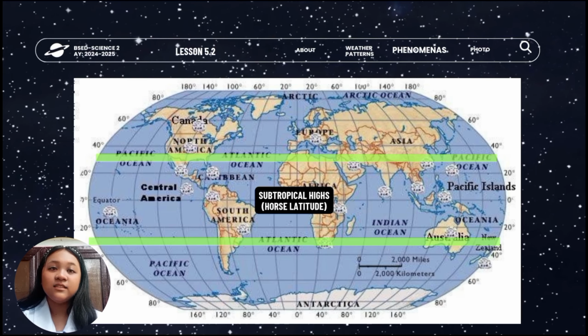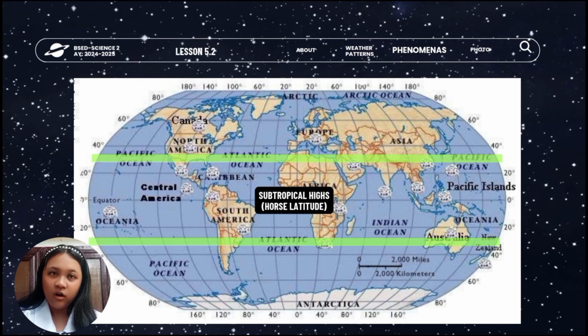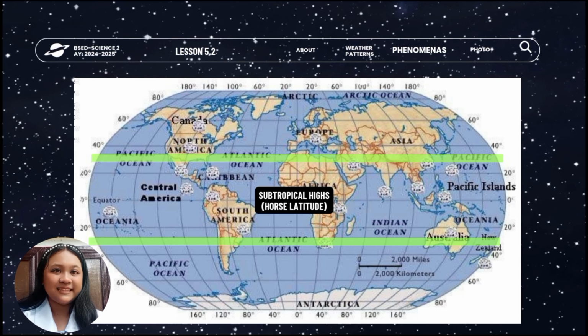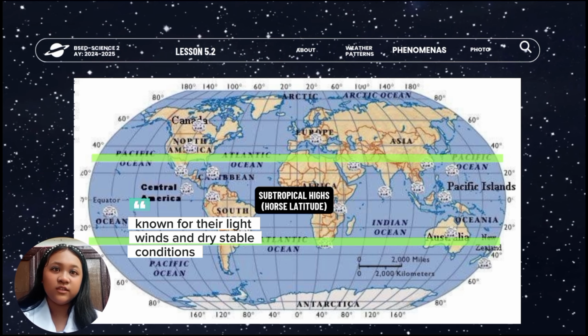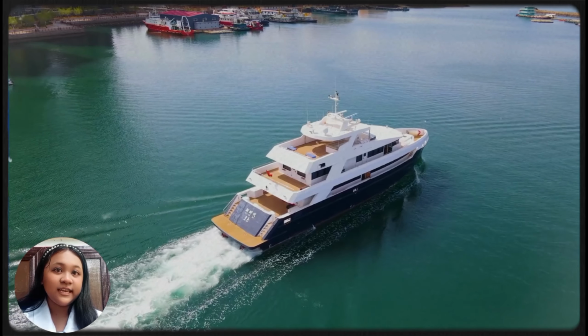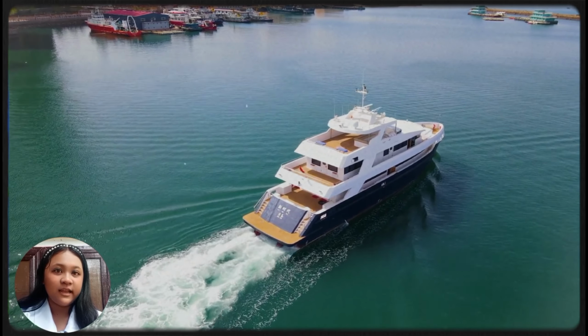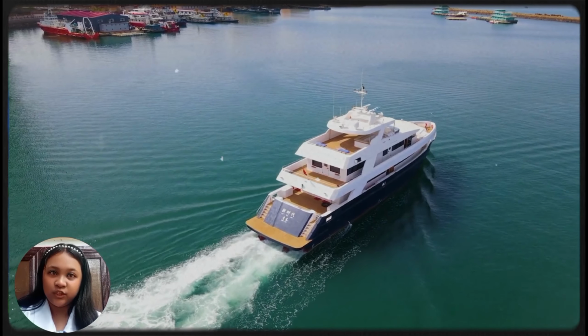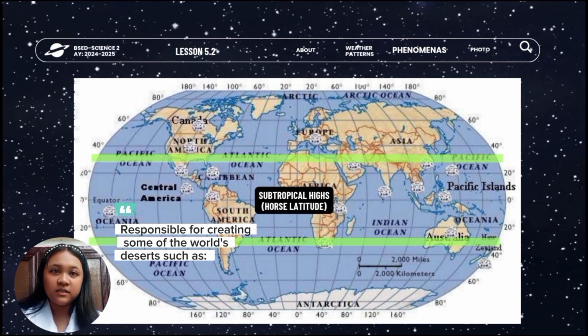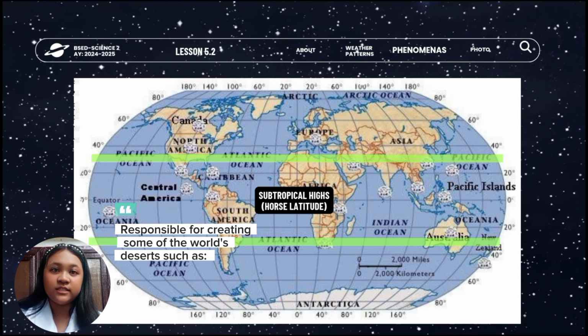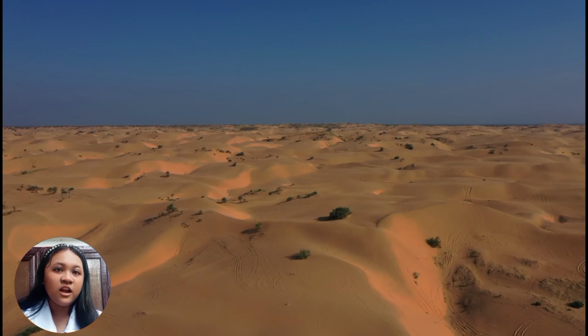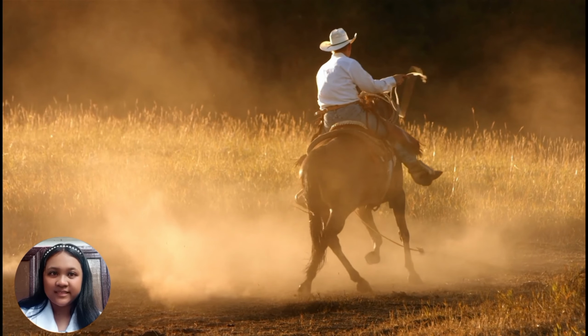And lastly, the subtropical highs, or the horse latitudes. Located around 30 degrees latitude, these zones are known for their light winds and dry, stable conditions. Historically, sailors dreaded these calm areas where ships could get stranded, hence the name horse latitudes. These highs are responsible for creating some of the world's deserts, such as the Sahara and the American Southwest.